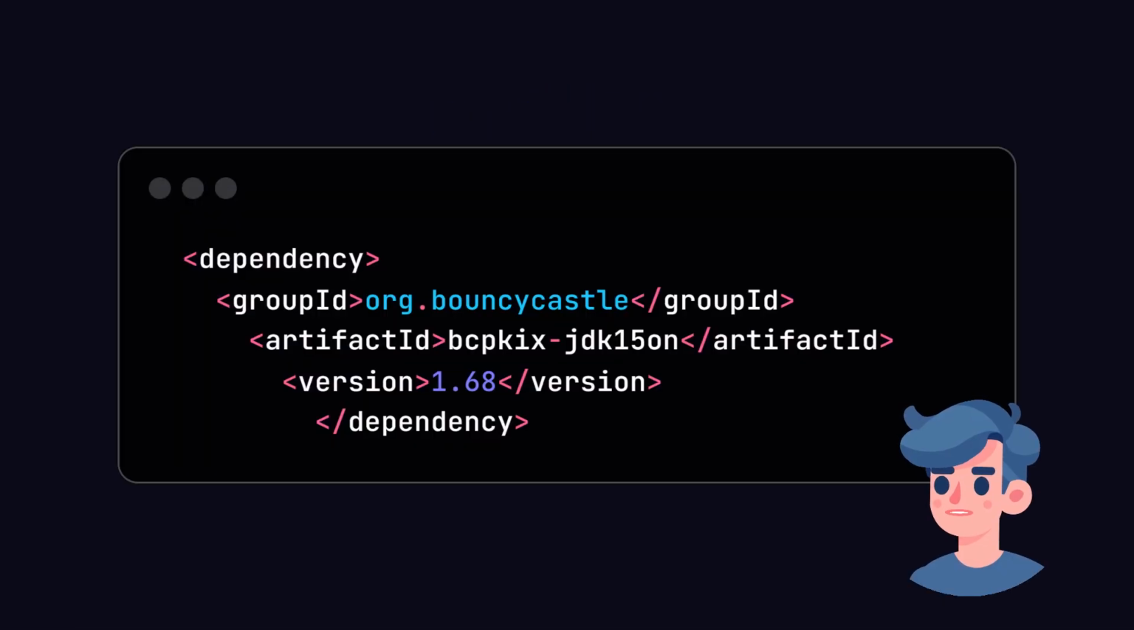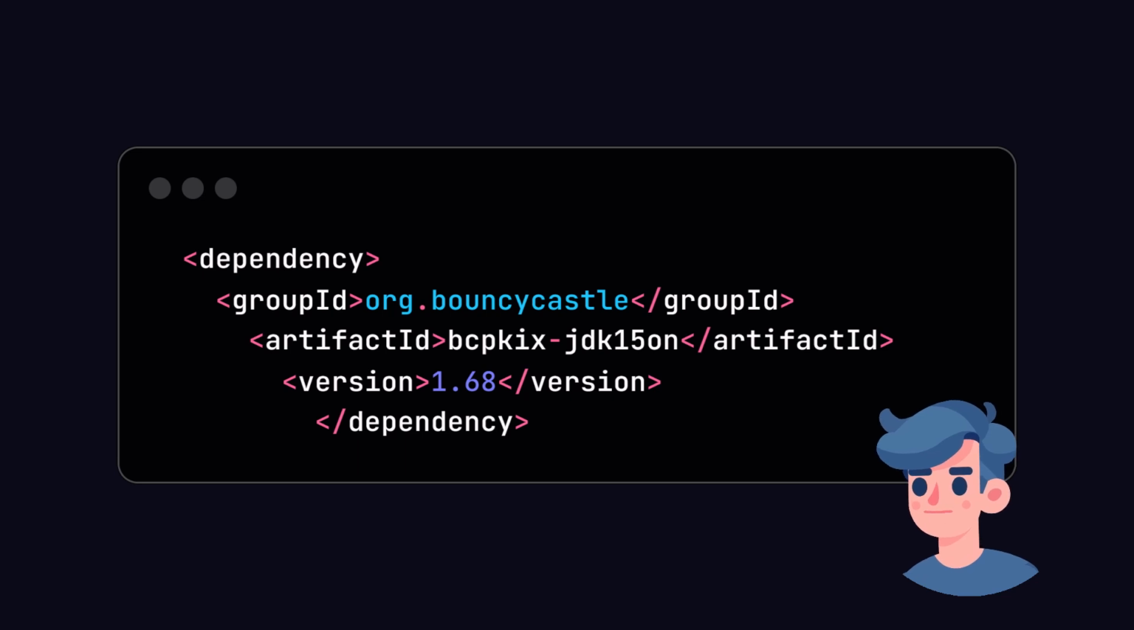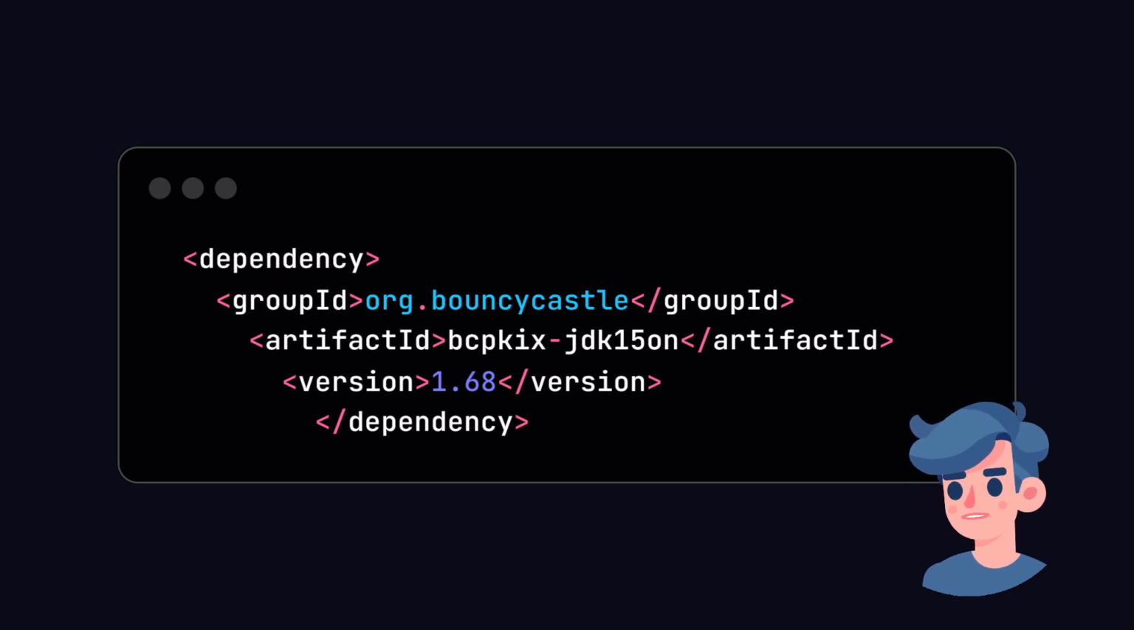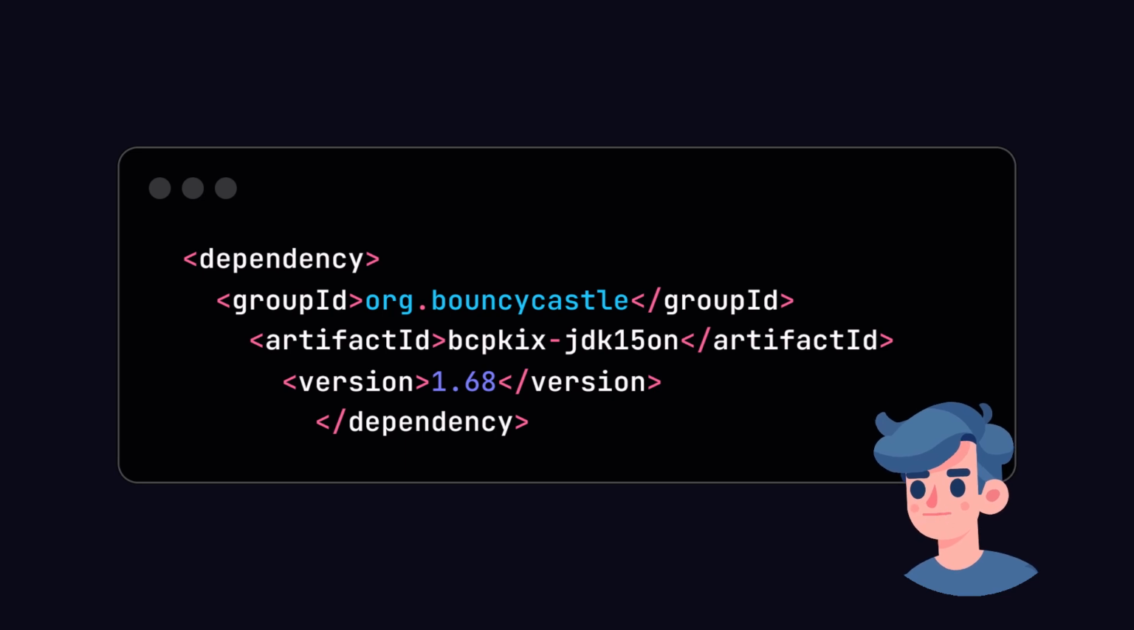To implement the Serpent algorithm, we will need a library that provides Serpent encryption in Java. For this tutorial, we'll use the Bouncy Castle library, which supports various encryption algorithms, including Serpent. Let's quickly show you how to add it to your project.